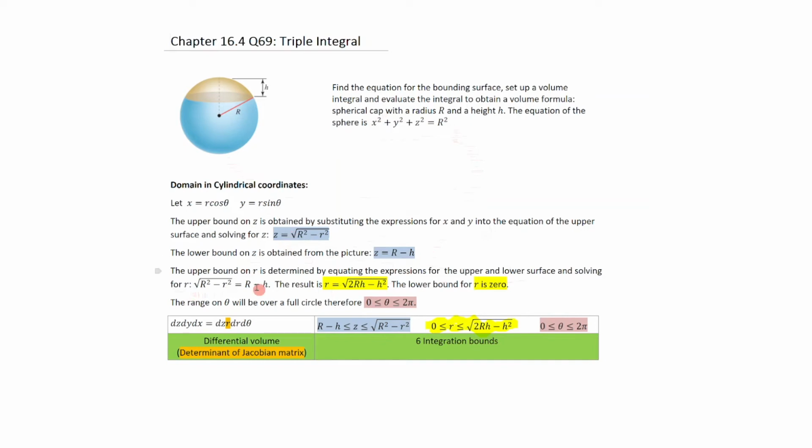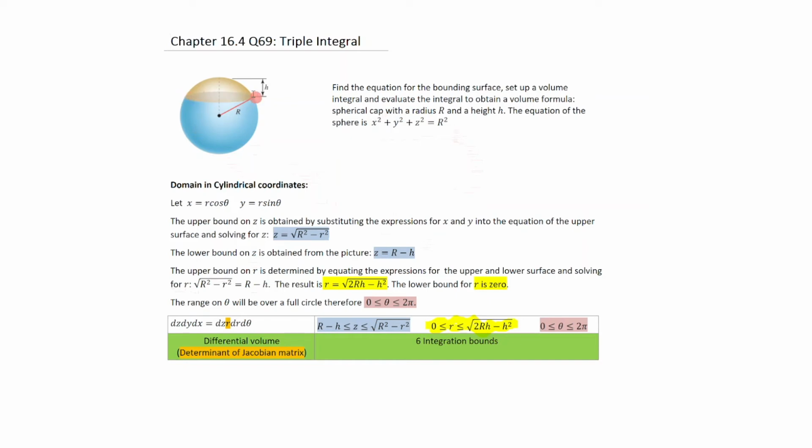So if I equate these two, which is what I've done here, you'll find that the result is r equals the square root of this expression. The lower bound for r is going to be 0. So effectively, the r you're looking at is this region that you see here, projected on the xy plane.